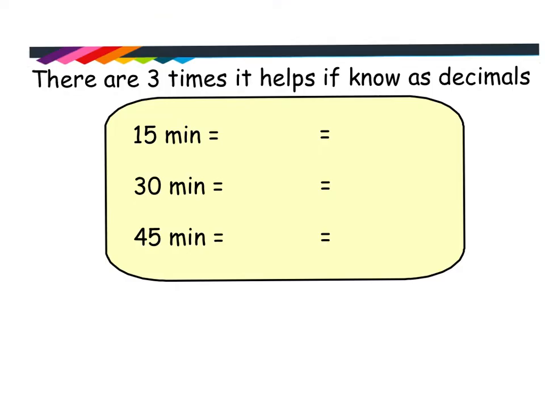So this might just be a quick reminder for you of the three very common times that we need to know off by heart as decimals and fractions. In the questions, 15 minutes might also be referred to as a quarter of an hour instead. So 15 minutes is a quarter of an hour. And we should know maybe from percentages that a quarter is 0.25, which is equivalent to 25%. So a quarter you should know is 0.25.